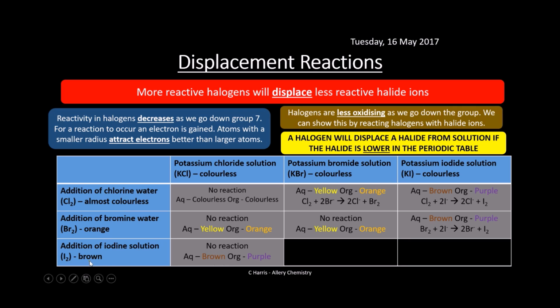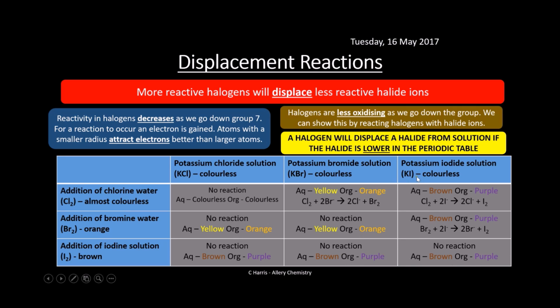Now, you can see here that for the addition of iodine solution, we get no reaction here. Chloride is more reactive than iodine, so we don't get a reaction. Bromide is more reactive than iodine, so we get no reaction again. And finally, iodine and iodide are just as reactive with each other, so again, we get no reaction. Okay, so we get no change in these colours here.